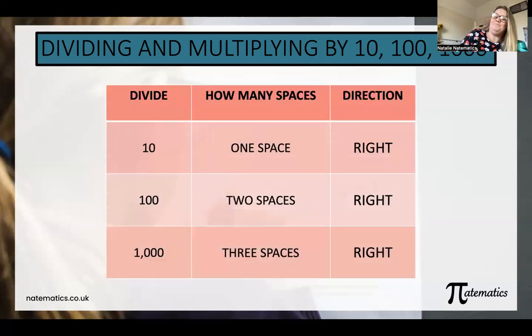Come back to me and tell me that one. Okay, so dividing now. If we divide by 10, we move one space to the right, 100, 2 spaces to the right, 1,000, 3 spaces to the right. What happens when we divide by 1/10?